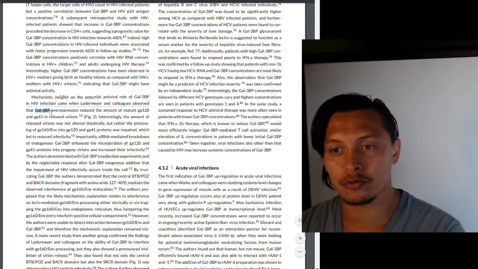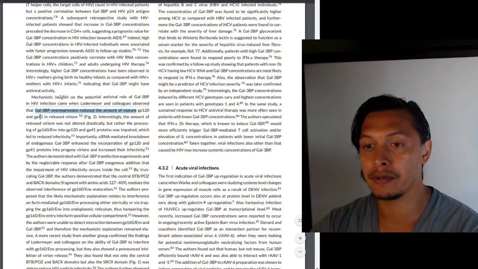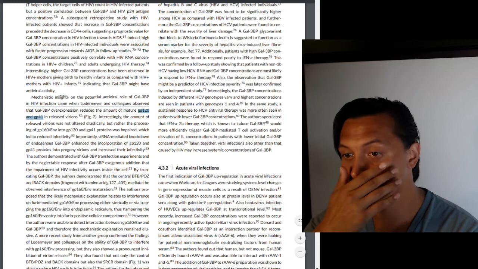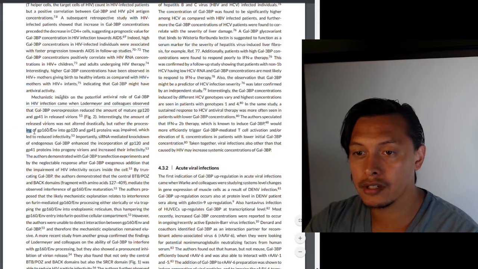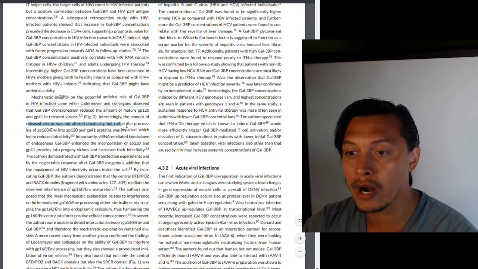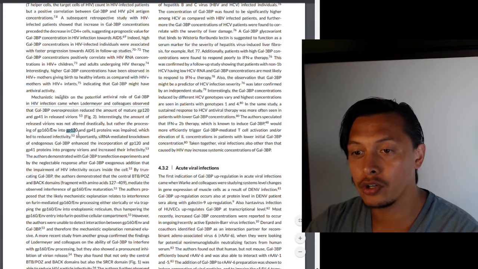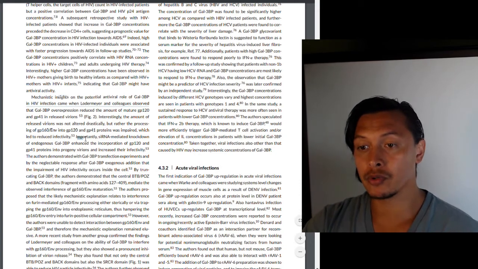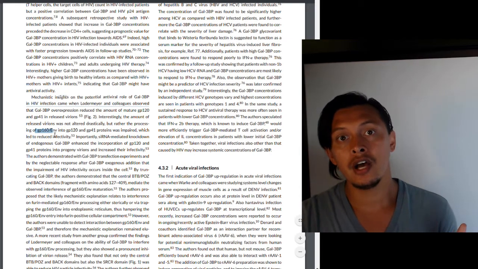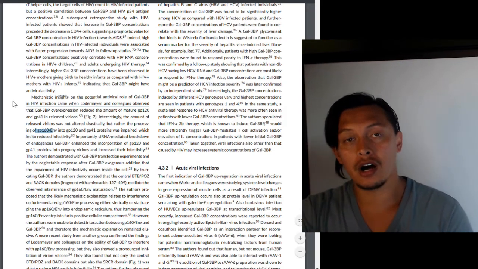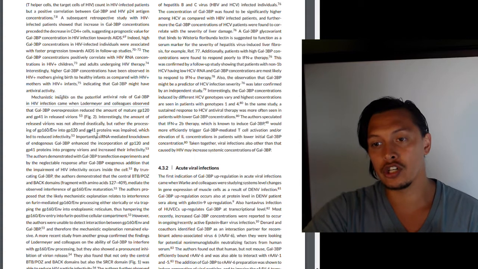So if you overexpress Gal3 binding protein, you end up reducing the mature GP120 and the GP41 in the released virions. Interestingly, the amount of the released virions was not altered drastically, but rather the processing of the GP160 envelope into GP120 and GP41 proteins was impaired. So what's happening is GP160 is being synthesized by the ribosomes, but this GP160 needs to be proteolytically cleaved into the final GP120 and the GP41 proteins.